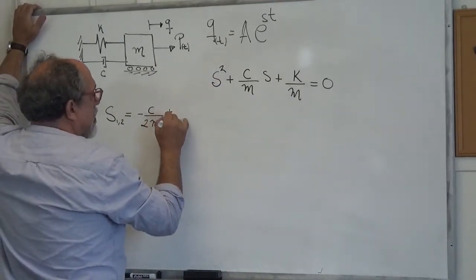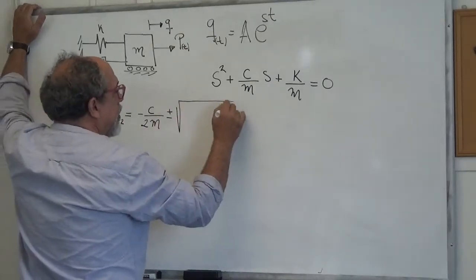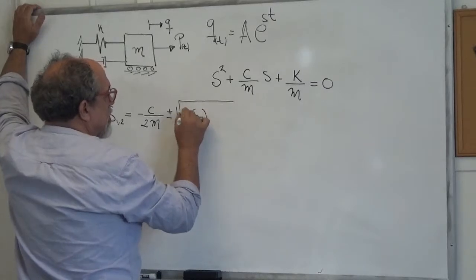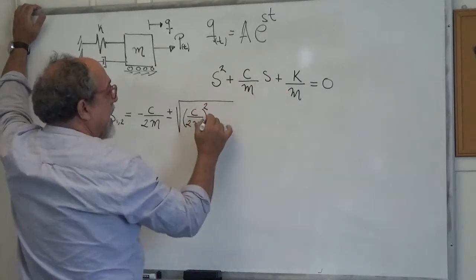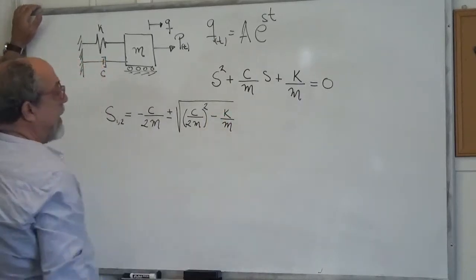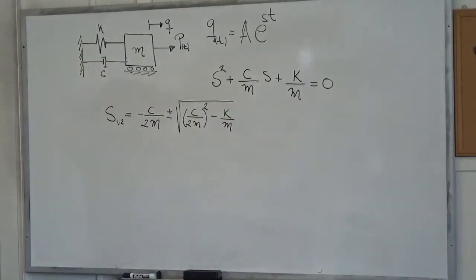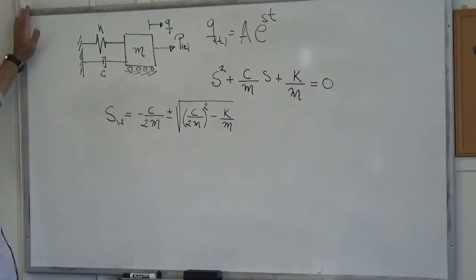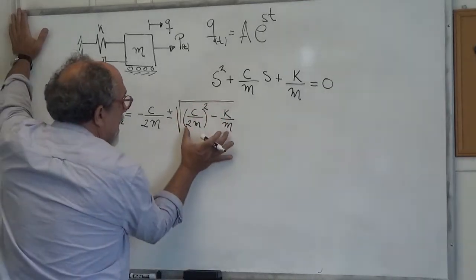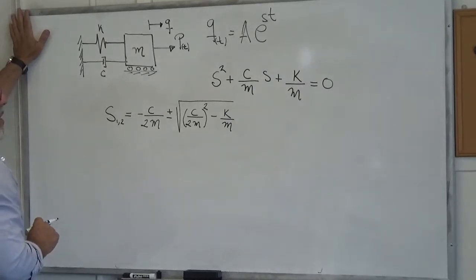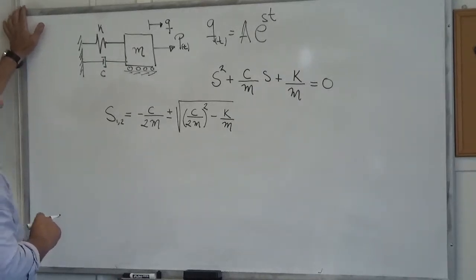So plus or minus the square root of b over 2 squared minus c, k over m, right? And so we have this situation for the solution of the roots. Now looking at that, we see that this term here is going to determine the nature of these roots as to whether they are real or complex.